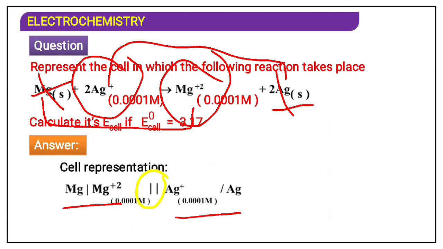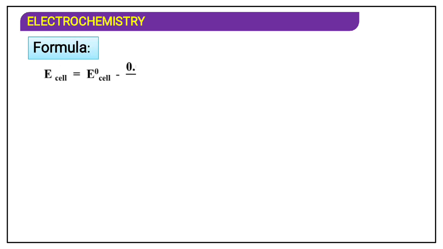So that is how the formula will look: log of Mg2+ divided by Ag+. The stoichiometric coefficient of Ag+ is 2, that's why I am writing the square. The stoichiometric coefficient of Mg2+ is only 1, that's why I show the 1 here. So next, let us go. The major important thing is substituting the values.